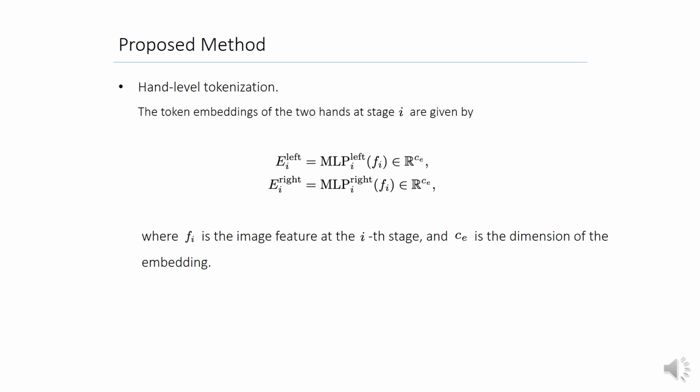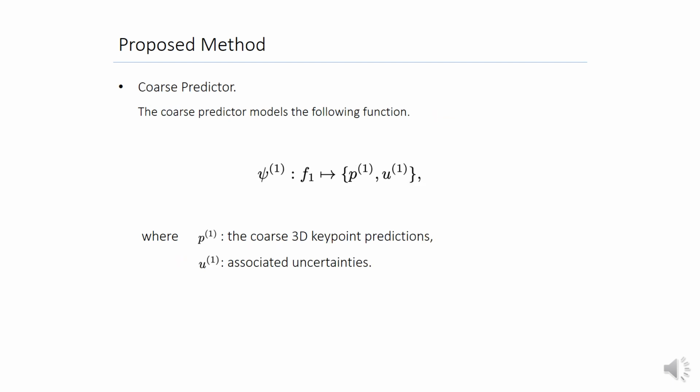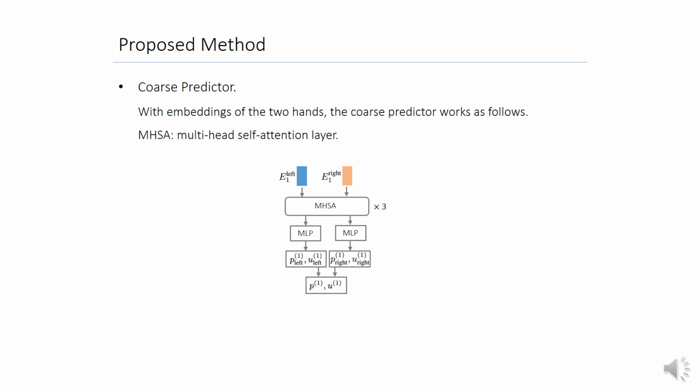At each stage, the hand-level token embeddings of the 2 hands are obtained from a 2-layer MLP to fit the transformer input dimension. For the first stage, we create a coarse predictor which takes the 1D feature at the first scale and outputs a coarse 3D coordinate prediction. With the token embeddings of the 2 hands, the coarse predictor works by passing the feature into the multi-head self-attention layer. Finally, a residual log likelihood loss is applied to supervise the training.